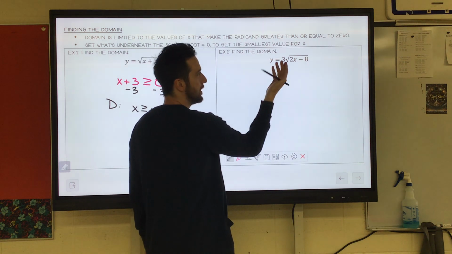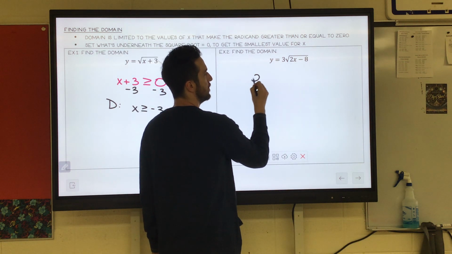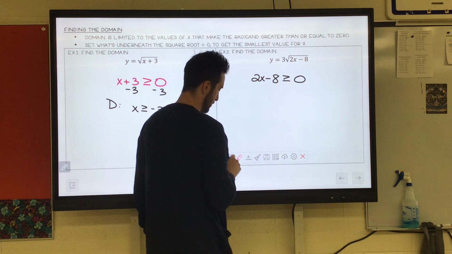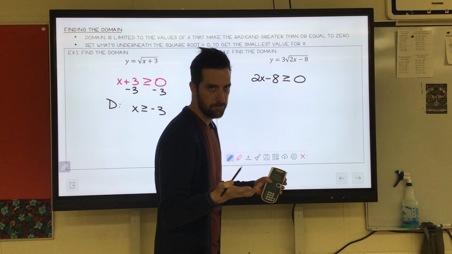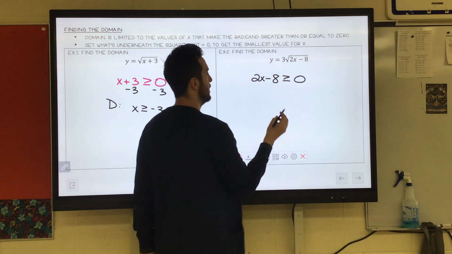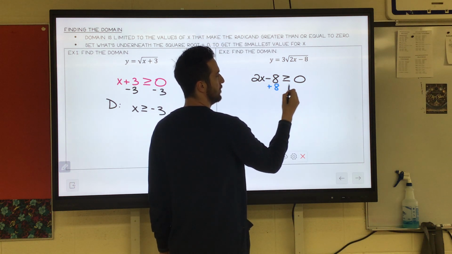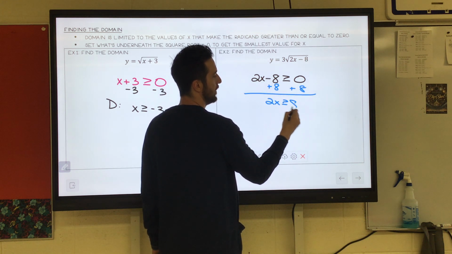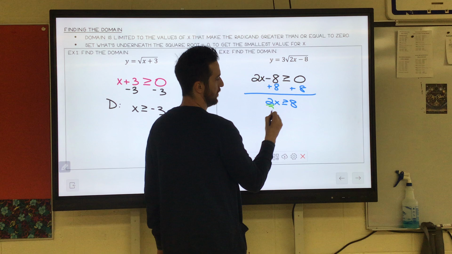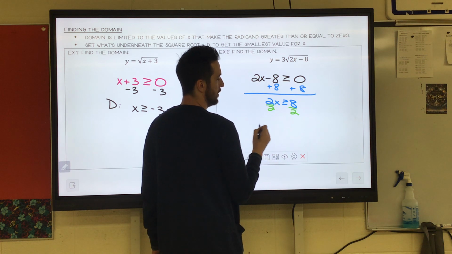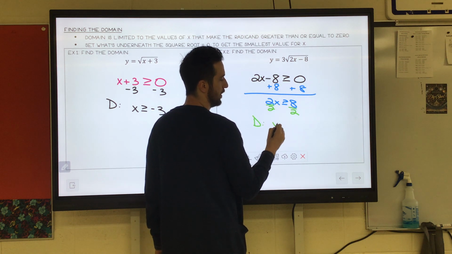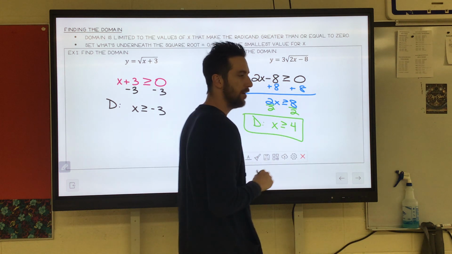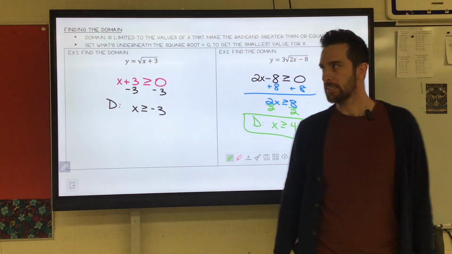We have to take what's inside the radical and set it greater than or equal to 0. The lowest it could be is 0. We can't square root negatives in Algebra 1. So we'll add 8 to both sides. 2x is greater than or equal to 8. Divide by 2. So that would mean our domain is x is greater than or equal to positive 4. Wow, that was nice. Okay, all right.